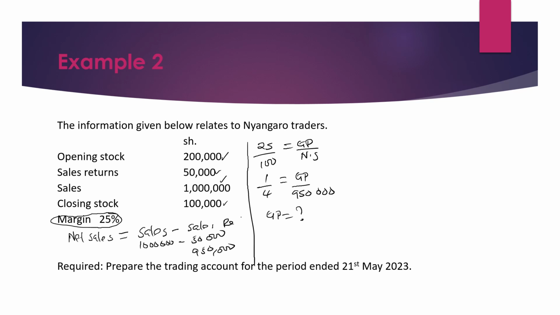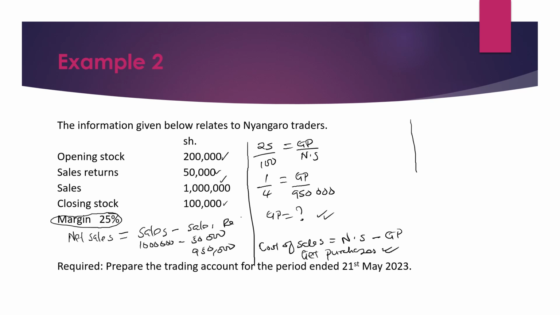After you have gotten your gross profit, you can subtract it from the net sales. Net sales we have as 950,000. So the cost of sales is equal to the net sales minus the gross profit, which you have already gotten here. After getting the cost of sales, you also need to get purchases. Purchases in a business is necessary. Once you've gotten the purchases, then you can draw your account.